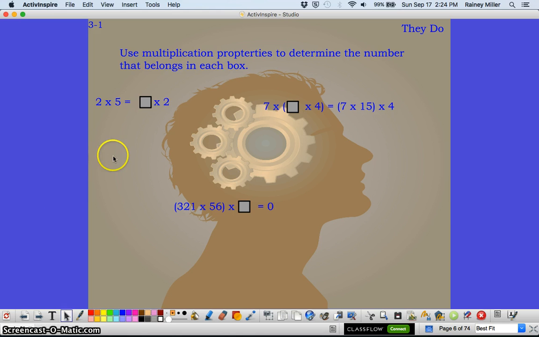Okay, so 2 times 5, we use the commutative property, and we know that underneath there would be a 5. Now if I look at this one, 7 times 15, then times 4, or we could go 4 times, what should be under this one? 15 times 7, those will be equal. Alright, this one comes out as 0, so there's got to be something in this box to turn it to 0, and what turns stuff into 0 in multiplication problems? Zeros! So there is a 0 under that one.